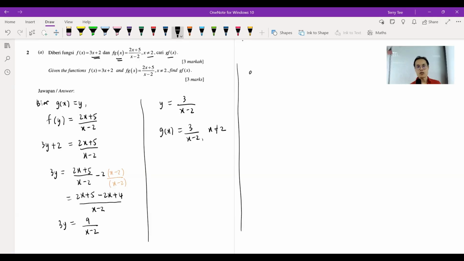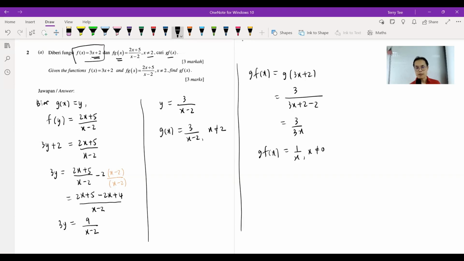Okay, so to find gf(x), we are putting f(x) inside g(x). My f(x) is this whole thing, 3x + 2, put inside your g(x), so it's 3 over (3x + 2 - 2), which gives us 3 over 3x. Therefore, your gf(x) is 1 over x, and we say x cannot be 0. Okay? All right. This is just the first part. Okay? Let's move on to part B.